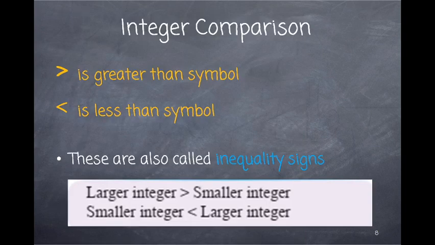Now let's look at how to do integer comparison. There are two symbols we use to represent the comparison: the greater than sign and the less than sign. These greater than or less than signs are also called inequality signs, because if you compare the same number, you know that the same number means those two numbers are equal. So here we do the unequal numbers. That is why we call these inequality signs.